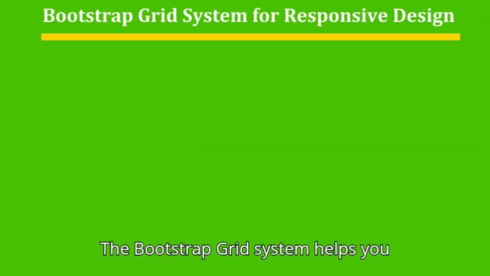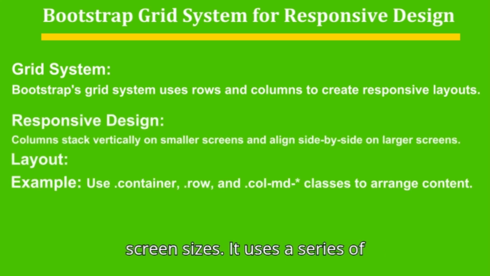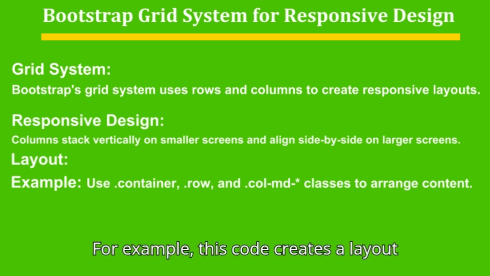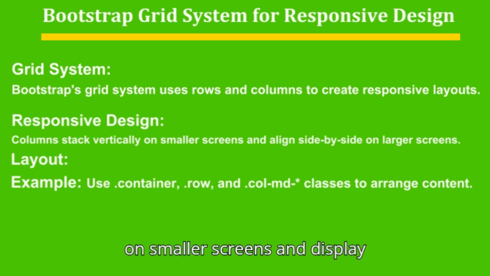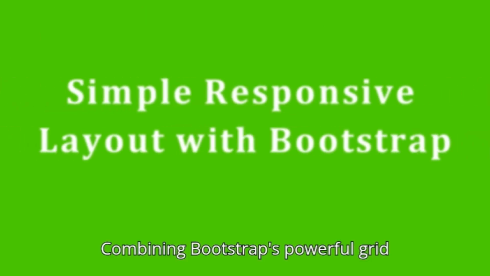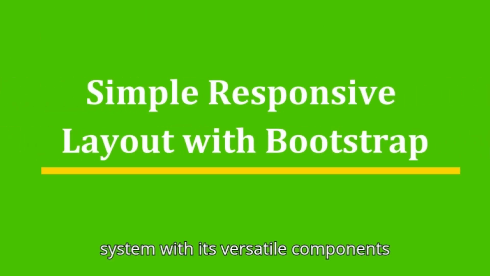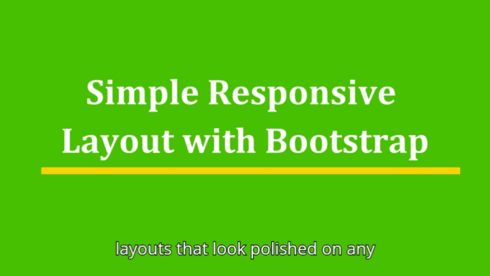The Bootstrap grid system helps you create layouts that look good on all screen sizes. It uses a series of rows and columns to arrange content. For example, this code creates a layout with 3 columns that stack vertically on smaller screens and display side by side on larger screens. Combining Bootstrap's powerful grid system with its versatile components allows you to quickly create responsive layouts that look polished on any device.